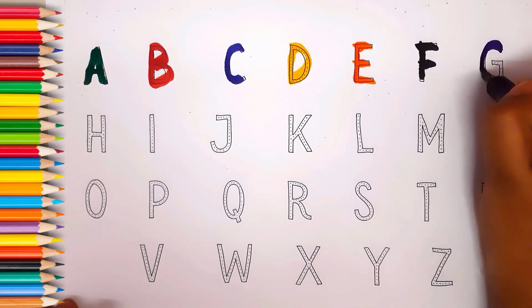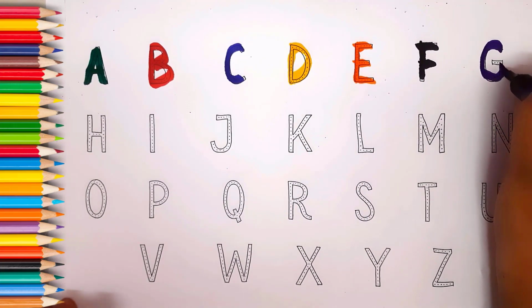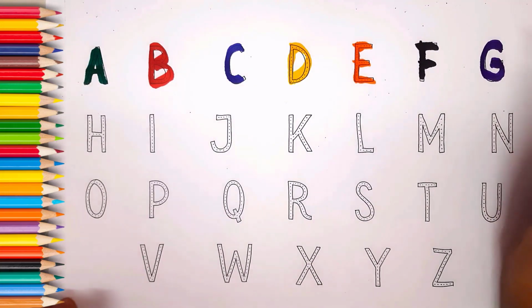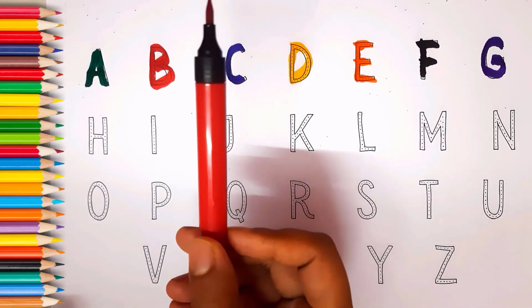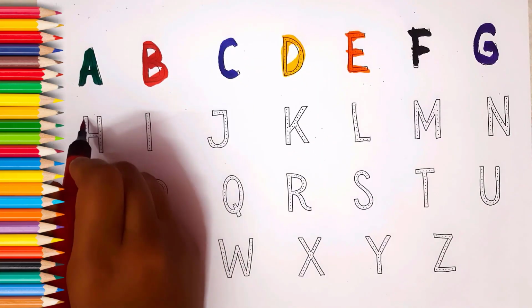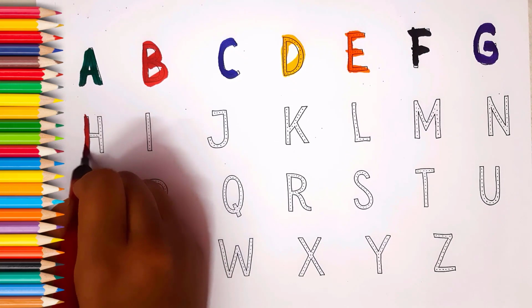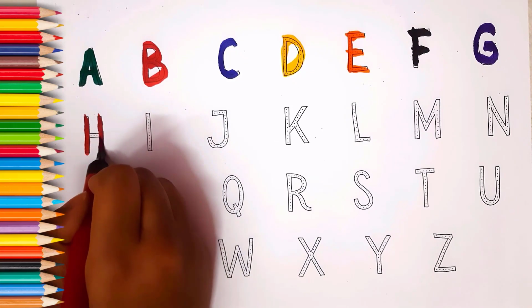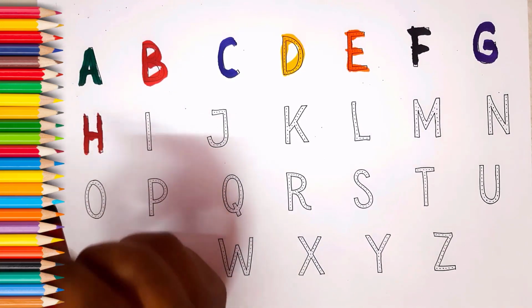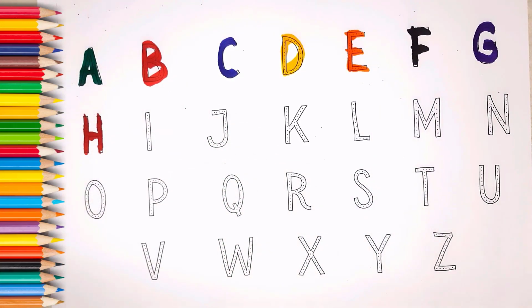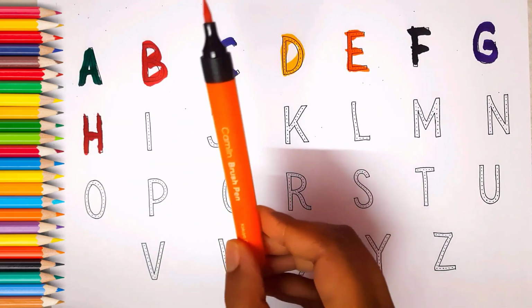G. G for grape, red. H. H for horse, orange.